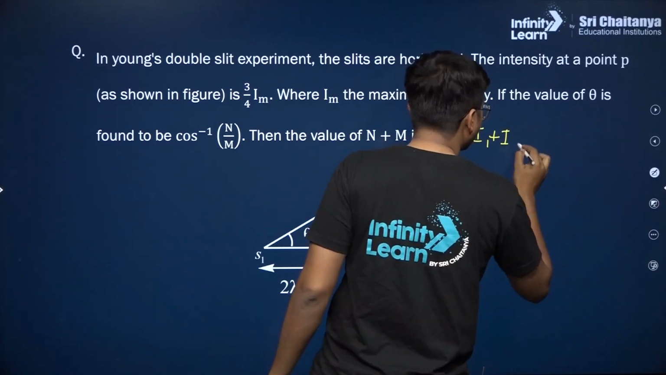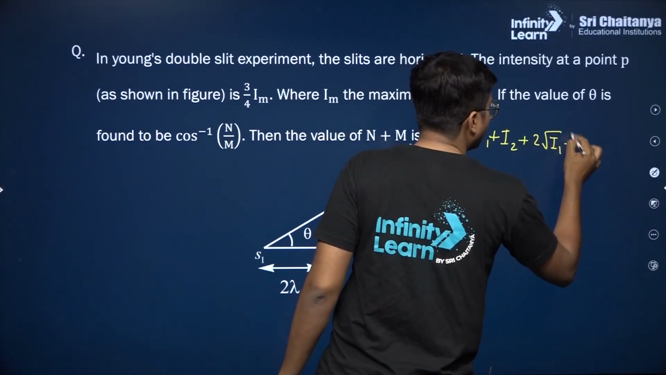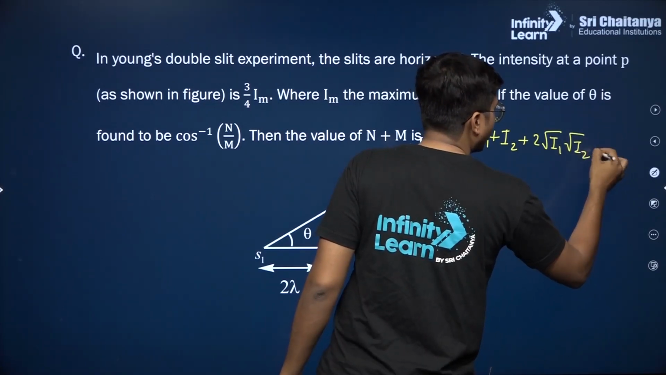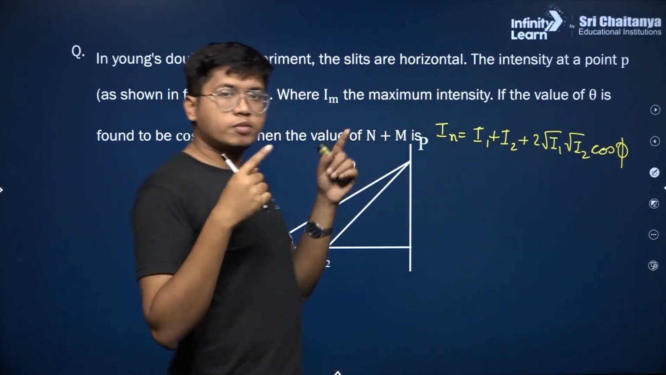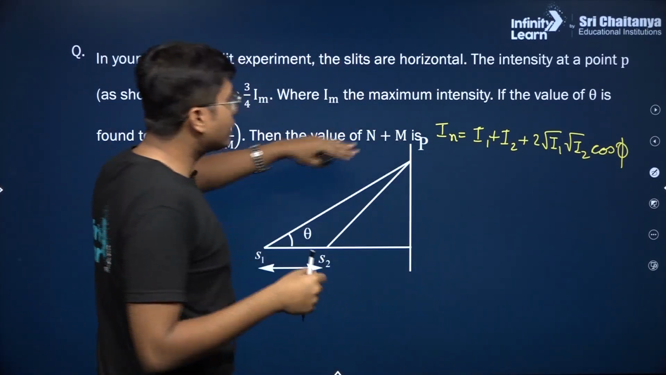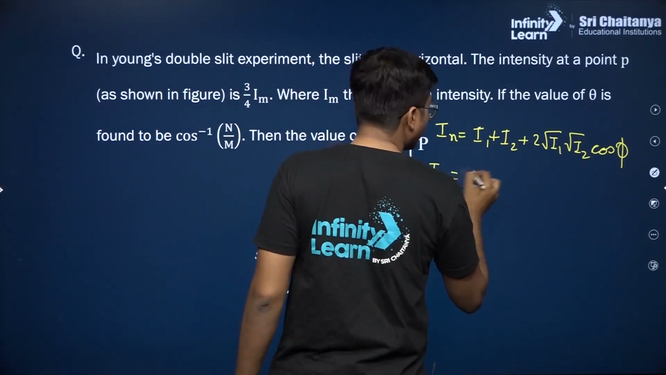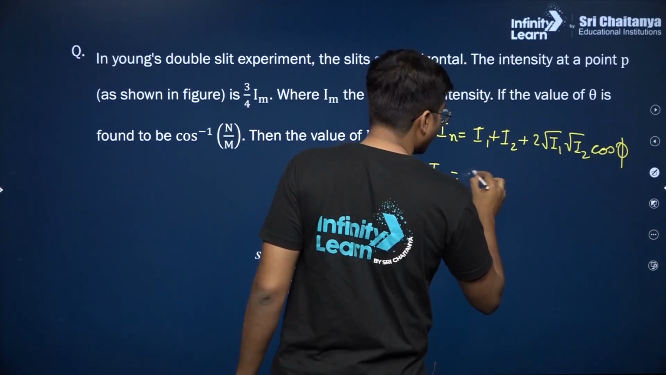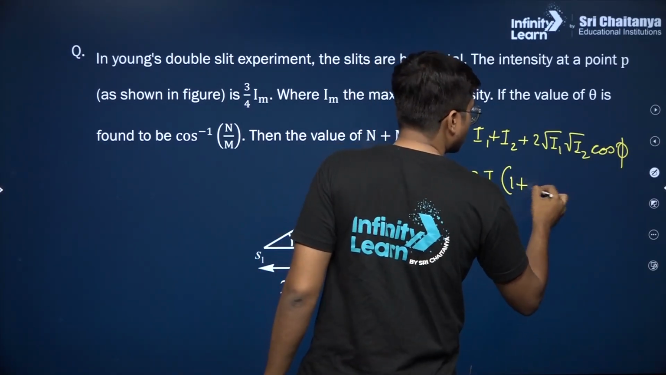Okay, let's write the actual relation, I1 plus I2 plus root over 2 I1 I2 into cos of phi, where phi tells you about the phase difference between both of the lights coming together. Since I'm assuming they have the same intensity, I1 is equal to I2, which means I net is equal to 2I into 1 plus cos phi.